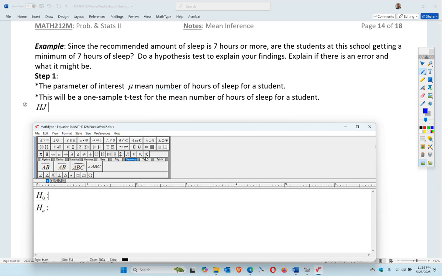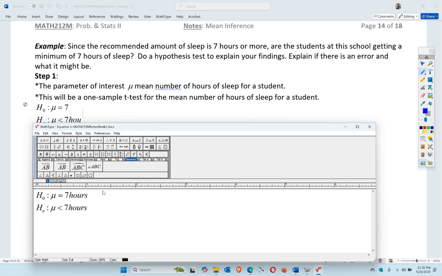Okay, so the mean is 7. That's what they're supposed to get, right? Well, 7 or more, but you never put the greater than or less than part as far as the null goes. So you just put the equals. So here, this one would be less than 7, right? Hours. So you want to put hours in there.